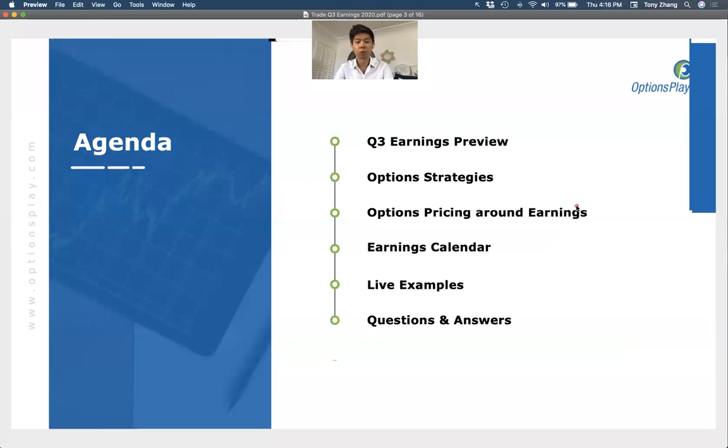So we're going to start off with our Q2 review and Q3 preview to give you a sense for how S&P 500 stocks did on Q2 earnings. How did markets react to stocks that beat versus miss? That's a very important metric to track, and we'll take a look at what our expectations for Q3 currently are.